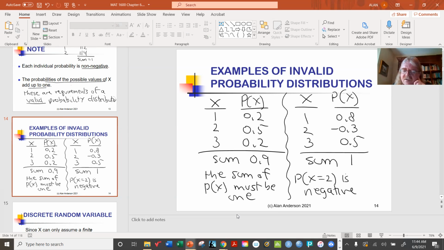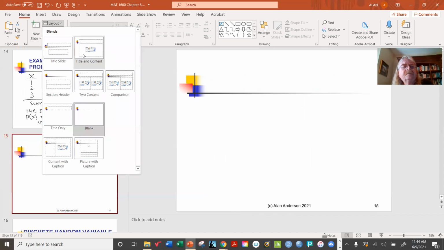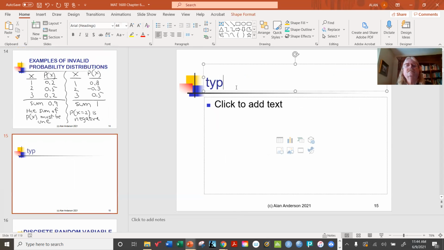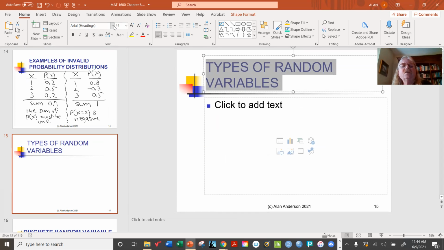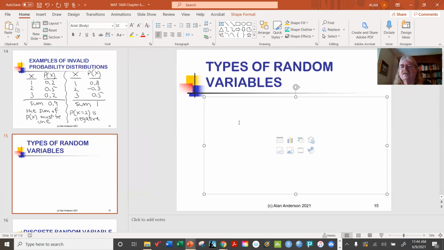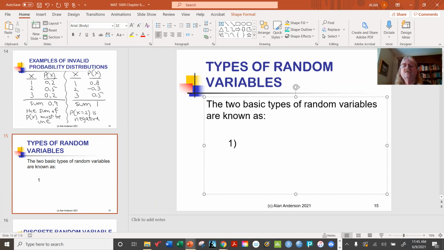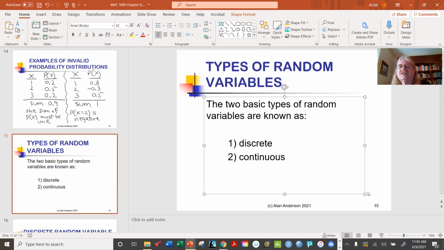All right, now, it turns out that there are two basic types of random variables. So X, remember, is our random variable. The chart showing its probabilities is the probability distribution. So there are two basic types. I'll just mention that right up front. There's really only two. Now, if you want to be super technical, which we will not do in this class, there are some bizarre cases besides the two I'm about to show you, but let's just focus on these two. The two basic types of random variables are known as discrete, and we'll explain that in a minute, and continuous. All right, so like I said, yes, there are technically a few others, but the majority fall into these two categories.